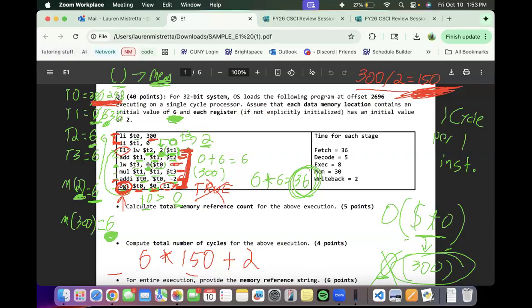So, total number of cycles for a single cycle processor. Remember, 1 cycle per 1 instruction. I'm going to just find the number of instructions that are executed. Usually this is just counting the number of instructions executed, but you have to be careful with loops, because as we saw here, that loop ran 150 times. If I just said 6 plus the 2 is 8 total instructions, that would be extremely off. So make sure you don't do that.